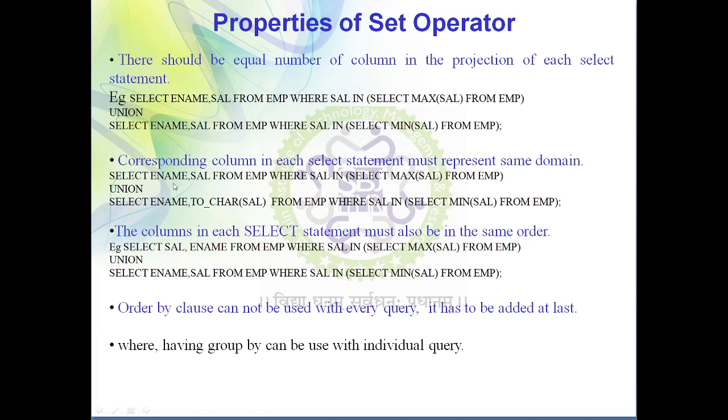First thing is that the number of attributes should be the same in both the select statements. Second, all the attributes should have the same data type. That means the corresponding column in each select statement must represent the same domain. Here ename is a character type, so here also we require ename as a character type.